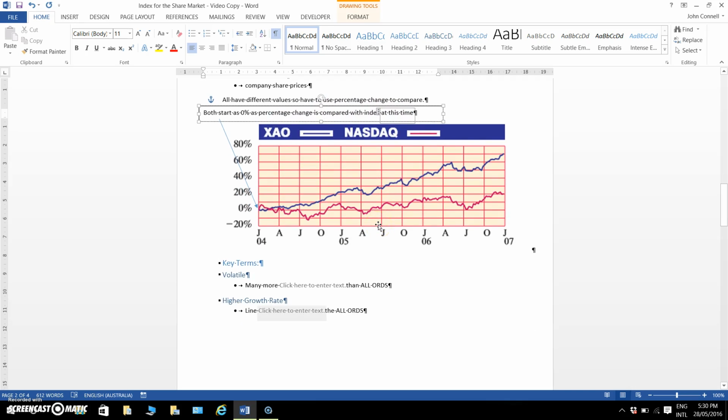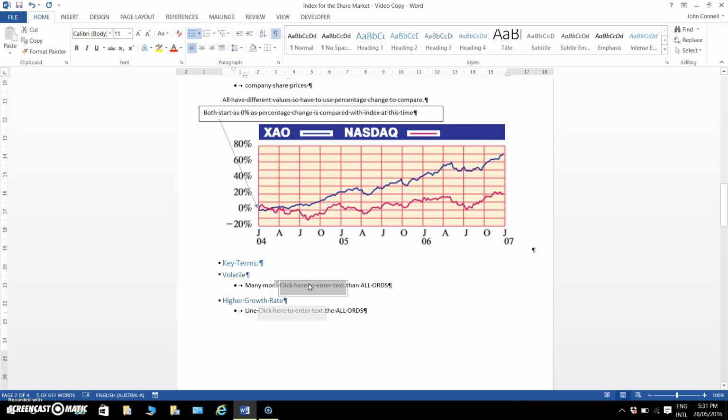Now we have certain key terms that we need to use when we're comparing indexes with each other. So if we have a volatile index, so if we're comparing it with the All Ords and we say it's volatile, that means it has a lot more peaks and troughs than the All Ords. A higher growth rate means that the line basically grows above the All Ords. The All Ords is staying lower, but this one's going above it.